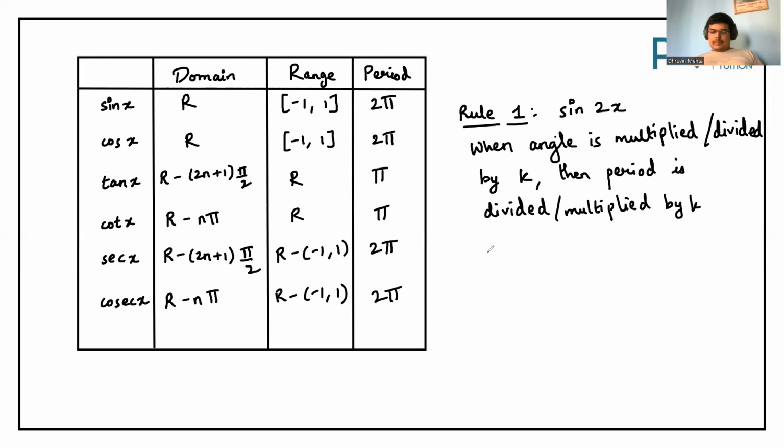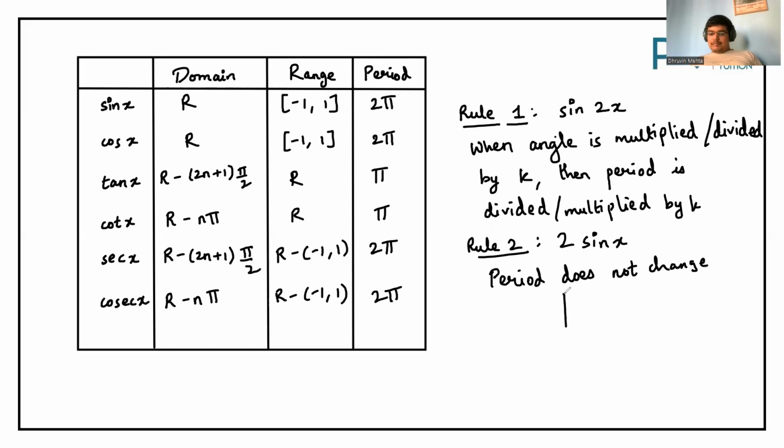Then shall we take the next rule? See, rule 2 is if we have 2 sin x, suppose, in this case, what we are doing is we are not multiplying the angle this time, Arush. We are basically multiplying the entire function by 2. In this case, the period will not change. Why so? What will change is the values of y.